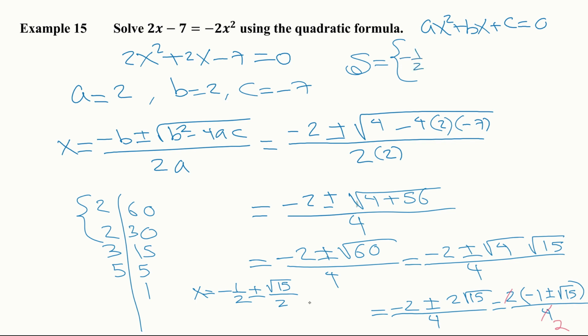You could say 1/2 plus square root of 15 over 2, comma, -1/2 minus square root of 15 over 2, like so. Okay? And that's how you handle that using the quadratic formula.